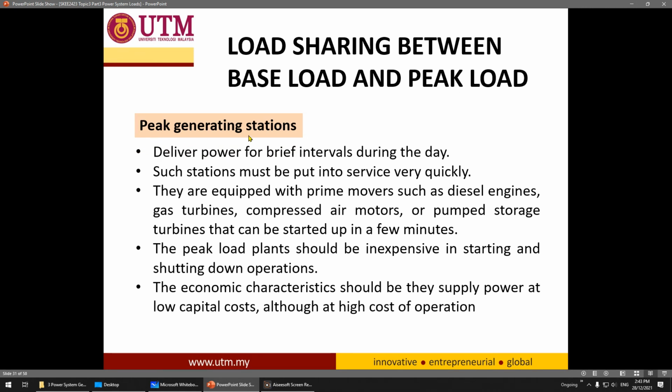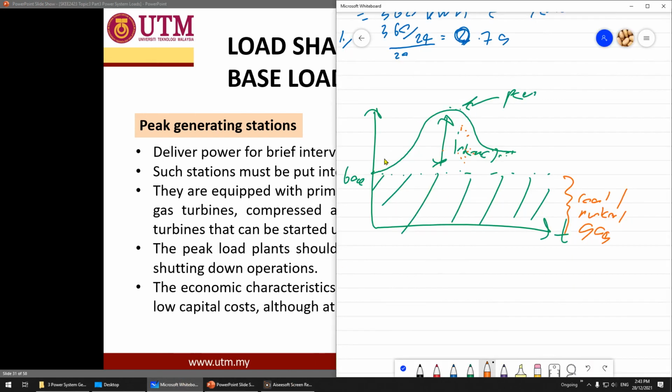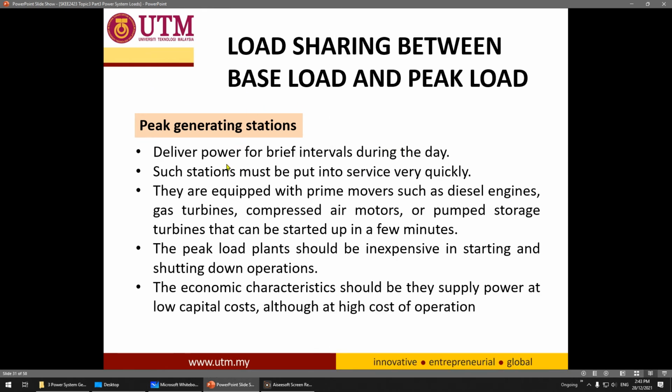How about the peak generation? Peak is much more different. For peak, you deliver power for a brief interval during the day. If you look here, the peak is usually during the day, because machines turn on and the load increases. At night, the load is quite low. For peaks, it must be put into service very quickly. Peak generation needs to be quick; it operates for a short time.